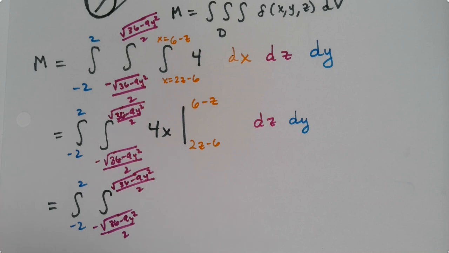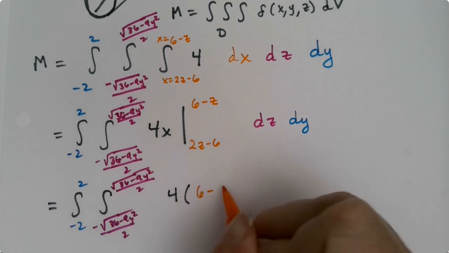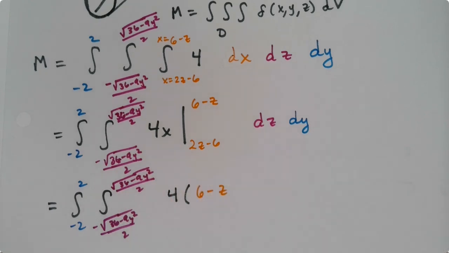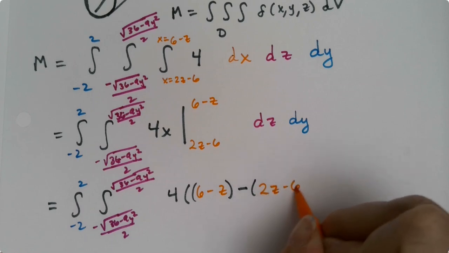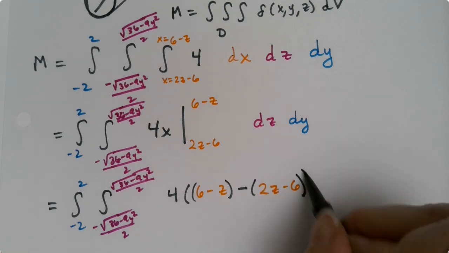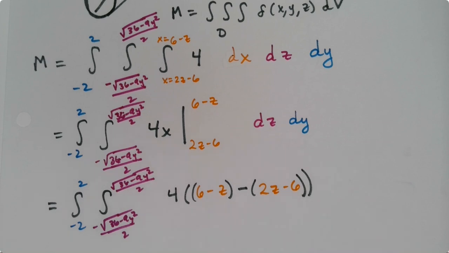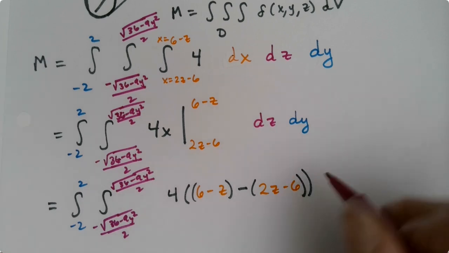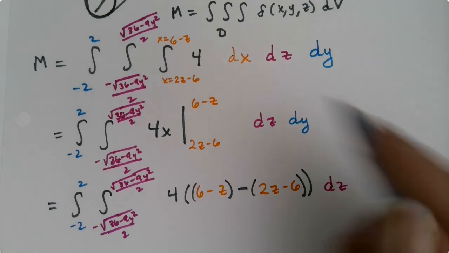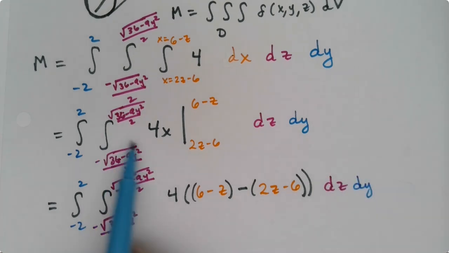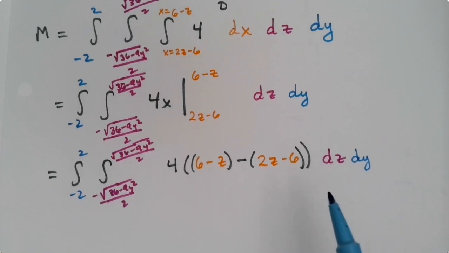And then this is going to be 4 times, and then it's 6 take away z, right? That comes in front, minus, and then 2z take away 6, right? And 4 is times the whole thing, and then dz dy. You can't use your trick because y and x are all over the place, so you're stuck having to do all this integration. Okay, so this is going to simplify.